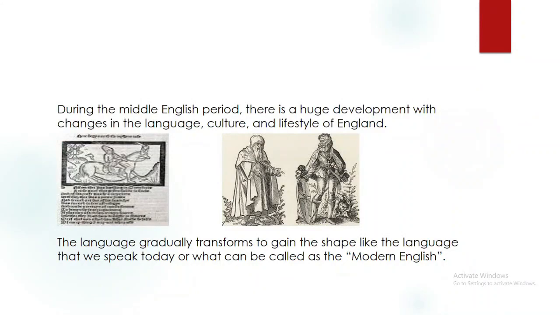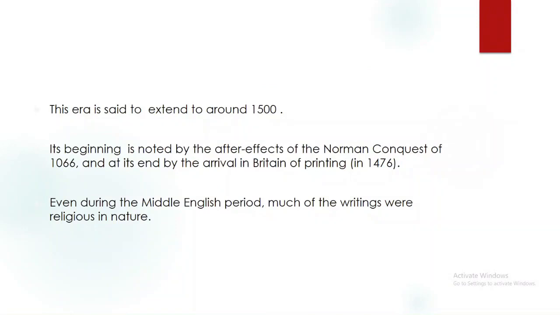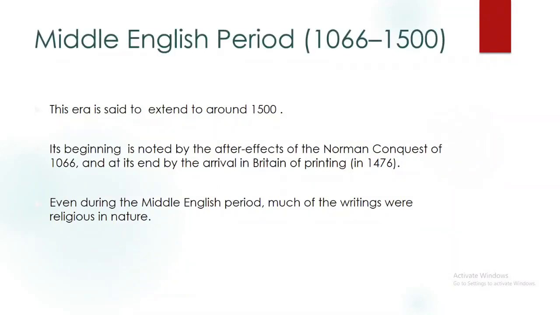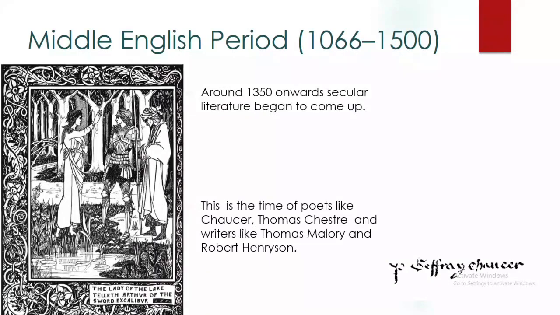Middle English period. The period which saw drastic changes in culture and lifestyle. This period gave birth to what we call modern English. The period began with the after effects of the Norman conquest and lasted till the advent of printing in Britain. The literature of this period was mostly religious. Only after 1350 did the literature become secular.